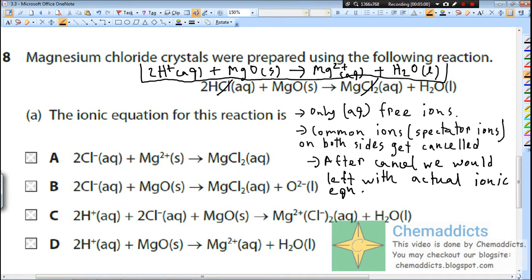So now let us match this with the options. 2H plus, MgO solid. Let us look out for 2H plus, MgO solid, then Mg2 plus. So this option matches with this one. So this D would be the answer, since this matches with this equation.